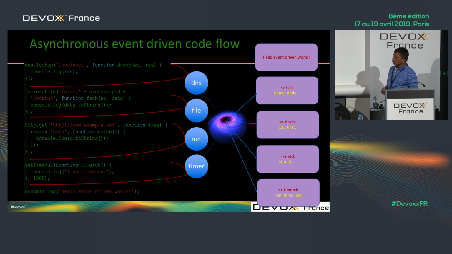The dark purple circle in the middle is called libuv or the UV loop, which is central to the event-driven architecture, and the closures, all the callbacks which I mentioned in the code, are central to asynchronous programming.